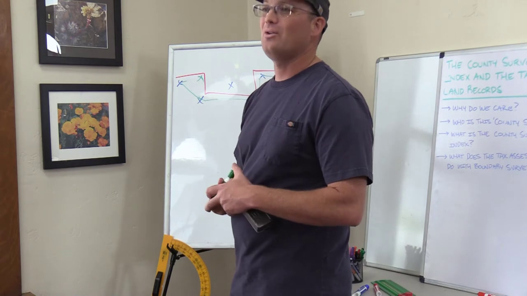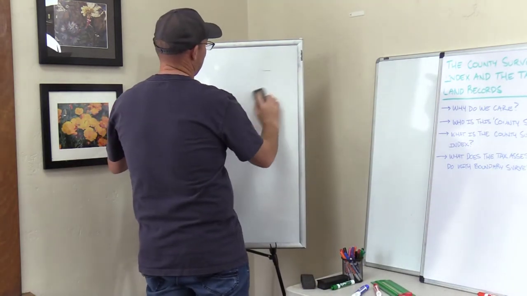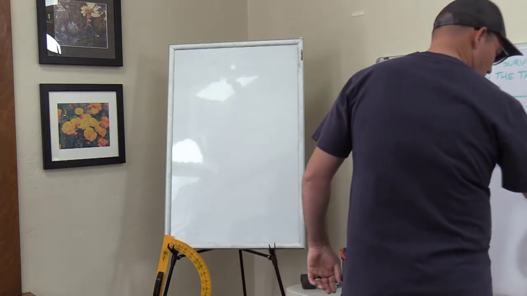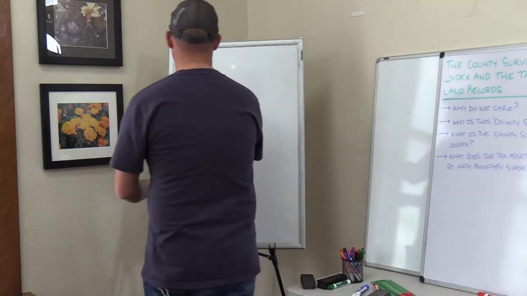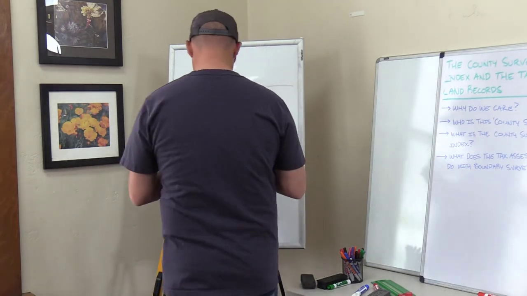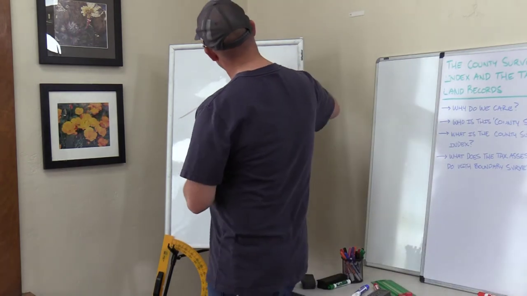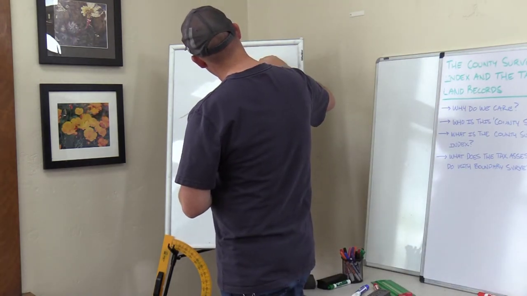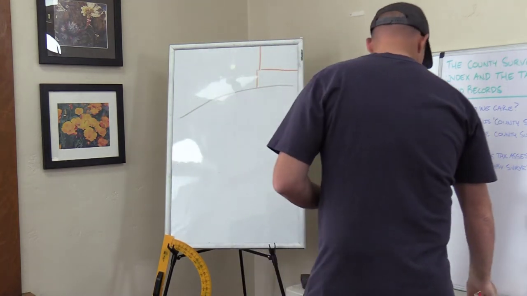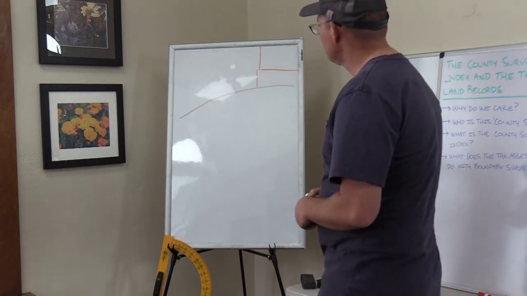Here's the other thing you've got to think about. So this is the ground. Here's the ground surface, and then we've got our building. Here's a wall of our building. Maybe that's our foundation. You've got to think about where you take that shot.